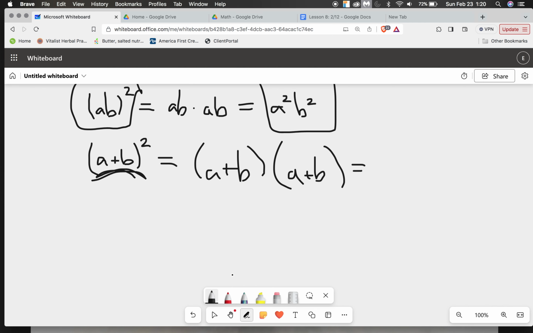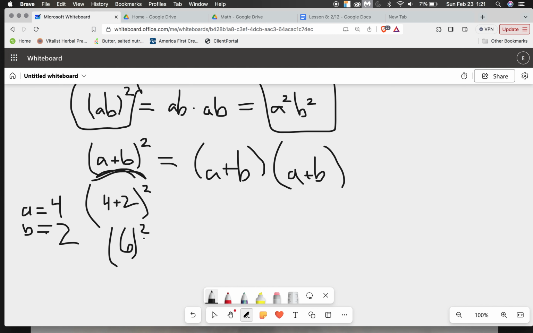What they want to show you, however, is that you can get the same answer from doing a problem either this way or written out like this. So let's do it this way. If you say that A equals 4, and B equals 2, and we want to solve this problem, A is 4 plus B 2, and all of that is squared. Well, 4 plus 2 we know is 6, and 6 squared, 6 times 6, is 36. So that's the answer to that side.